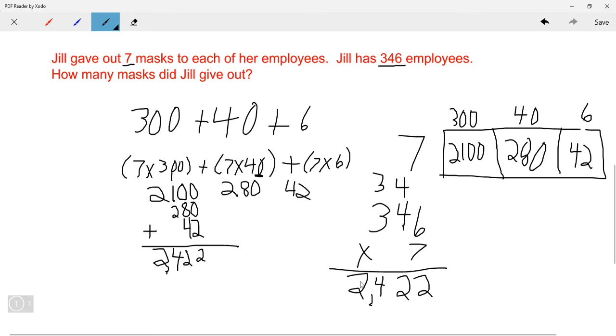The standard algorithm was definitely the quickest way to do it. But these ways are fine too. Just make sure that you multiply with these zeros properly and you add up the numbers correctly. But all right. Hopefully that was helpful.